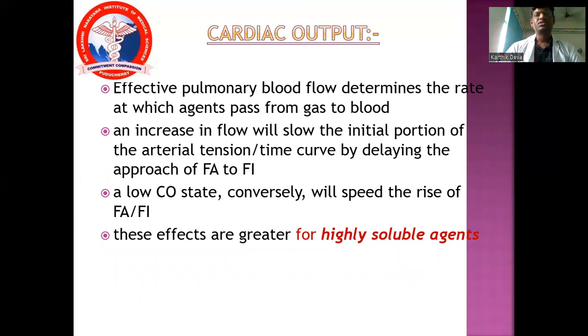Cardiac output, which affects the alveolar concentration. Effective pulmonary blood flow determines the rate at which the agent passes from the gas to the blood. An increase in flow will slow the initial portion of the arterial tension time curve by delaying approach of FA to FI. A low cardiac output state conversely will speed the rise of FA by FI. These effects are greater for highly soluble agents.